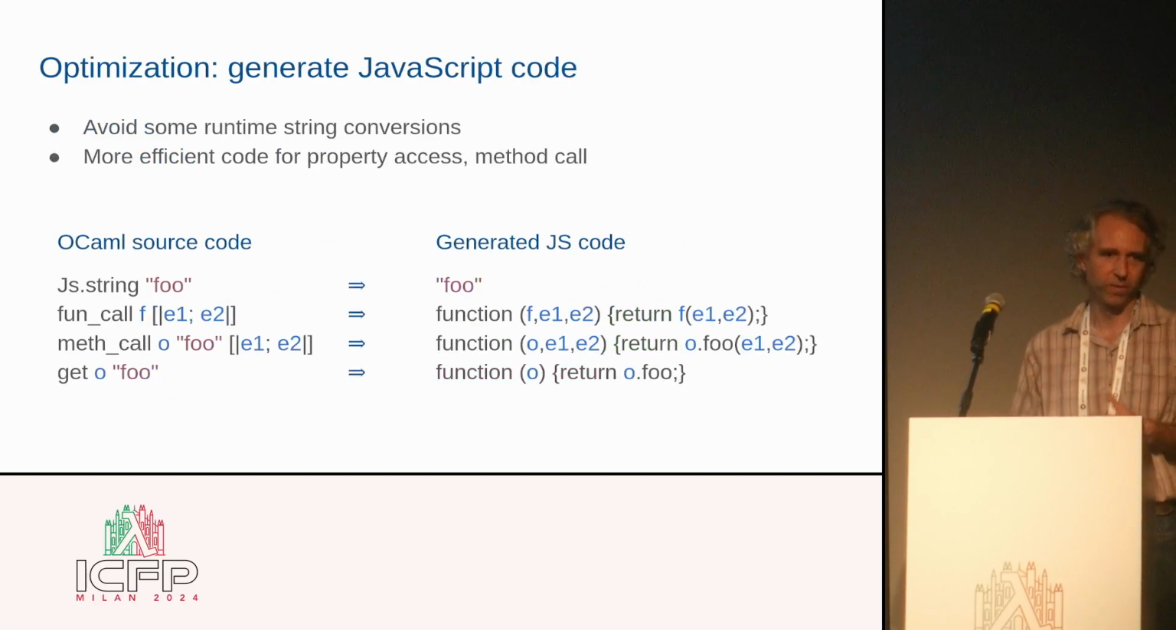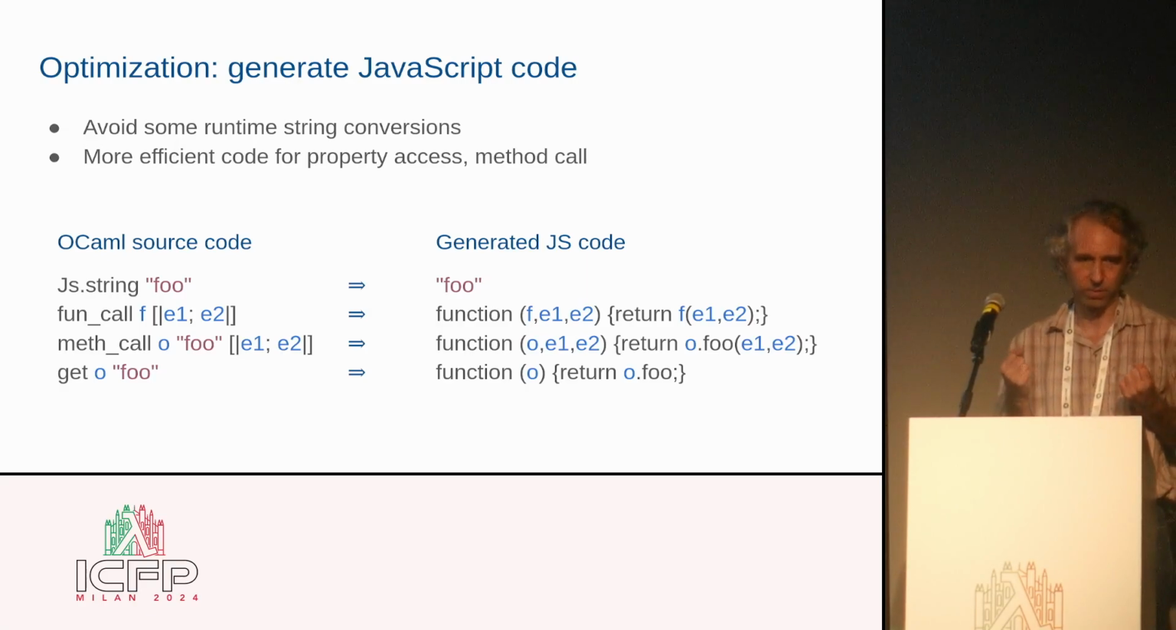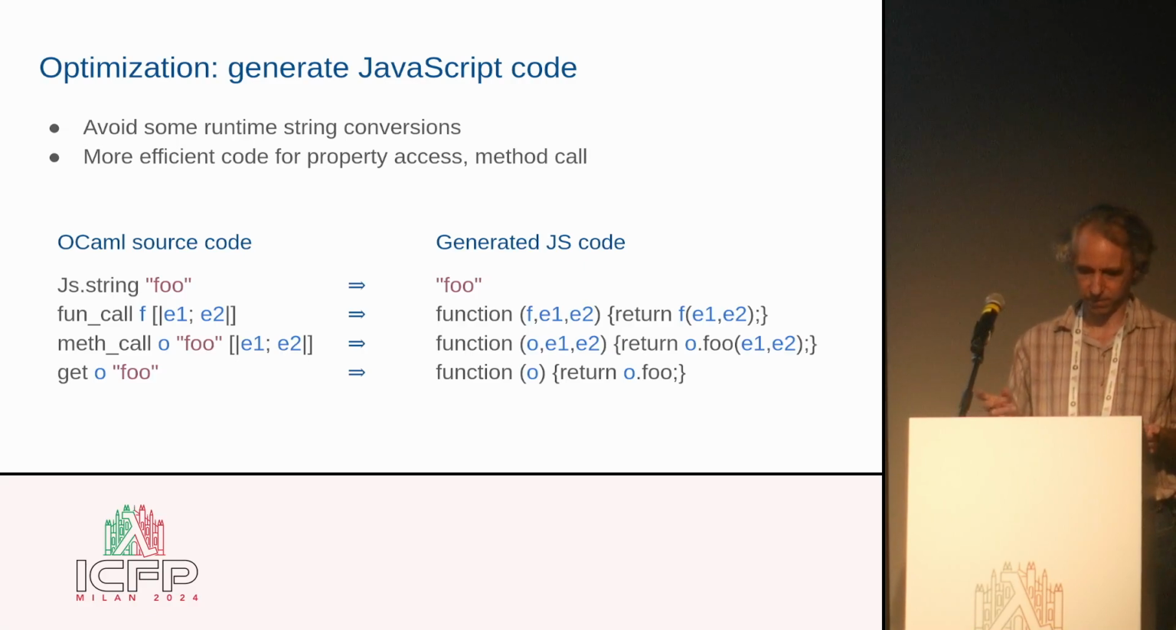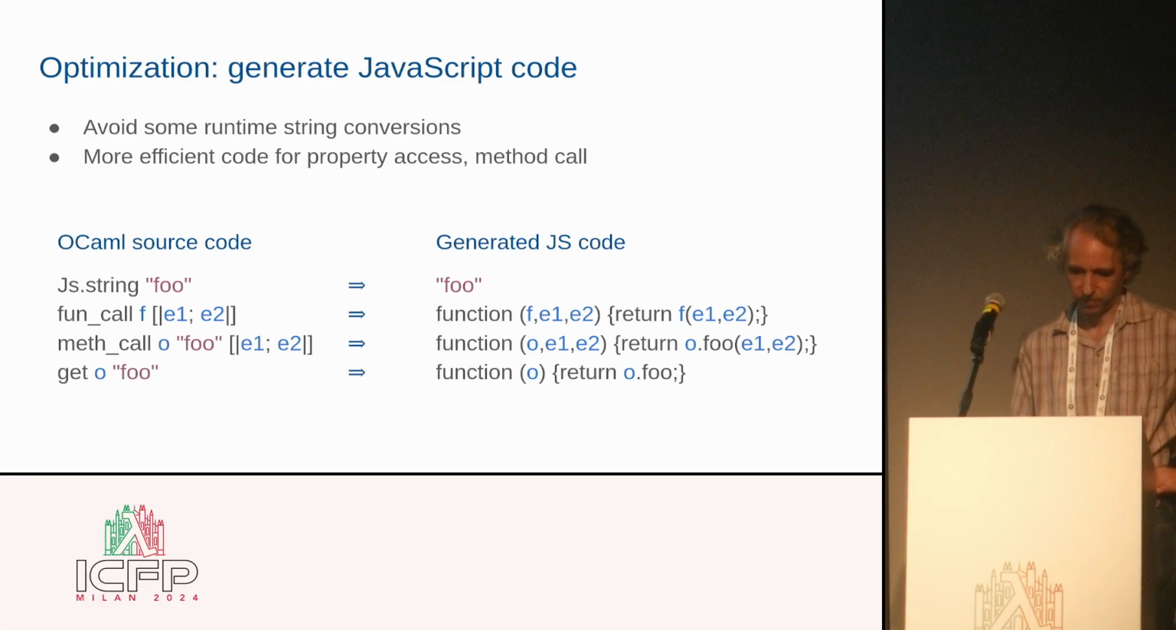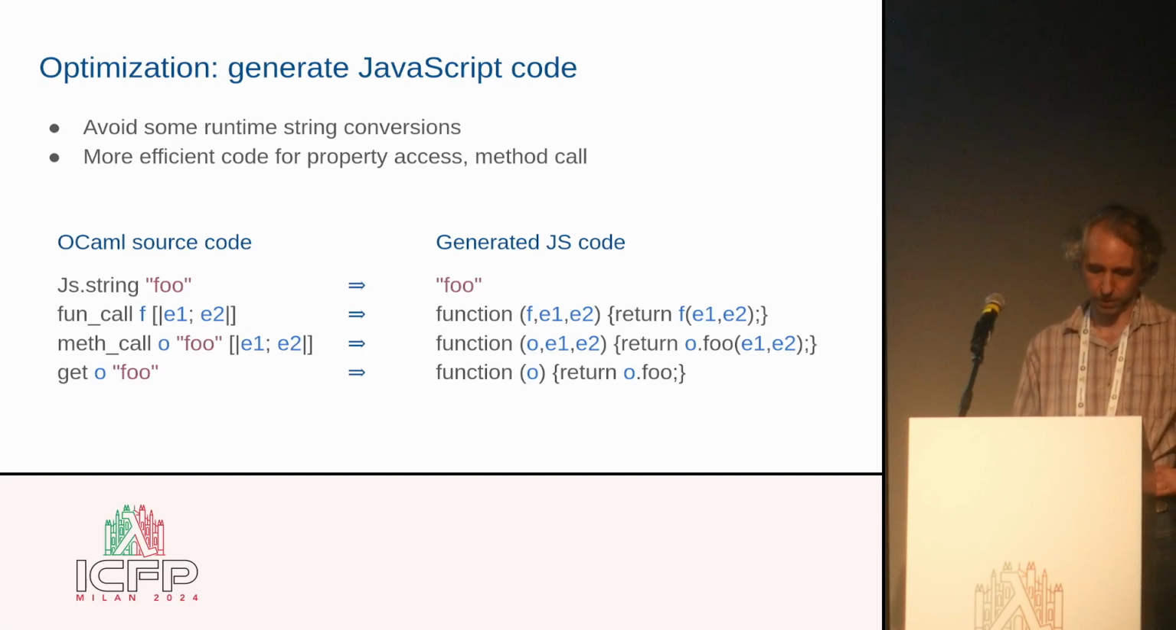And actually, several of these primitives are known by the compiler, and it generates better code. So, for instance, it avoids the string conversions for constant strings, and it can generate more efficient code for accessing properties and calling functions or methods.